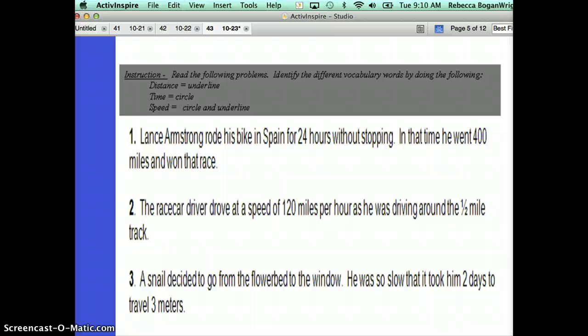And now we're going to go on to some problems. If you follow the instructions, when you read these problems, you're going to underline the distance, circle the times, and you're going to circle and underline any number that gives you a speed. So for example, number 1, Lance Armstrong rode his bike in Spain for 24 hours without stopping. 24 hours is a time. Clocks are round, so we circle it. In that time, he went 400 miles and won that race. This number right here, 400 miles, is a distance. Rulers are straight, so we underline the distance.